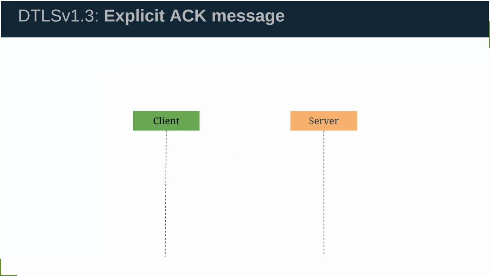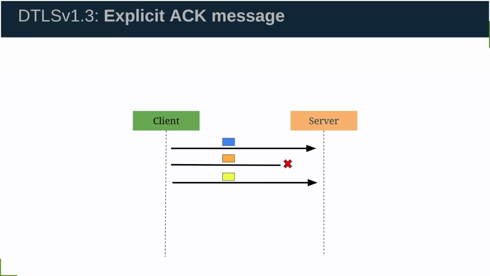And also in DTLS, they added a new message to explicitly acknowledge, to make the acknowledgement between the server and the client of some of the messages explicit. We will see with a simple example how this can help. So let's say that the client sent 3 messages to the server, the blue, the orange, the yellow one, and the orange one gets lost.